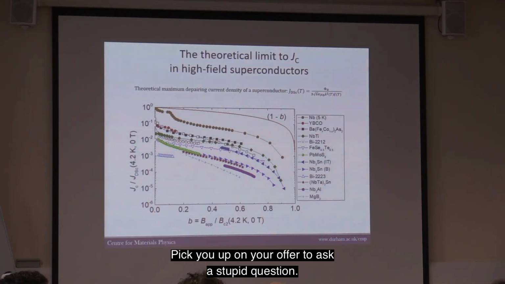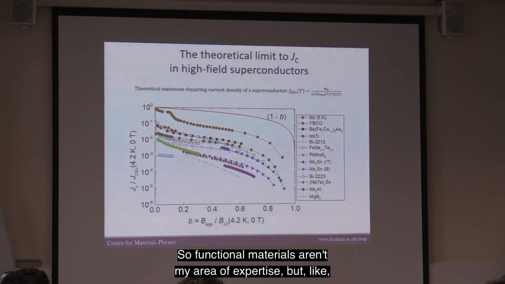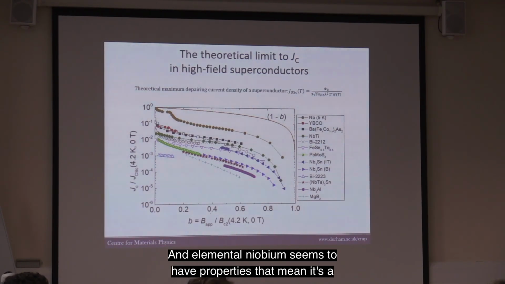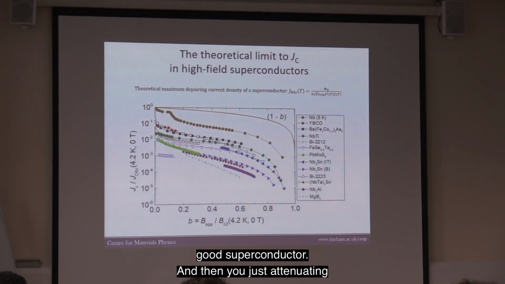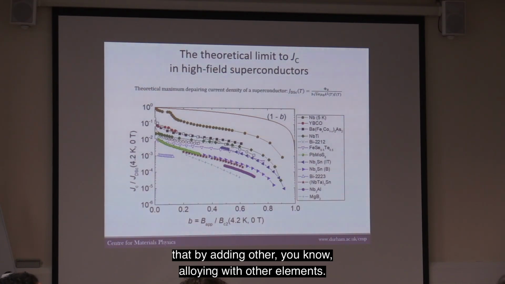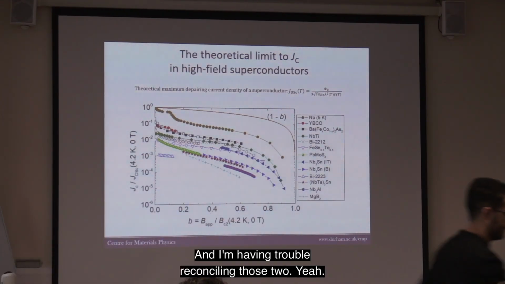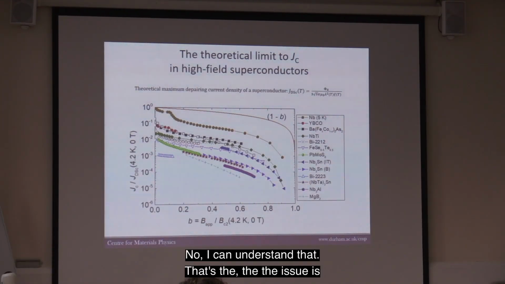Yeah. Picking up on your offer to ask a stupid question. Functional materials aren't my area of expertise, but I'm just looking at this and what you've just said, and elemental niobium seems to have properties that mean it's a good superconductor, and then you're just attenuating that by alloying with other elements. But yet previously you said we don't understand how it works, we don't know why it works, we have no idea where to look next, and I'm having trouble reconciling those two. Yeah, no, I can understand that.